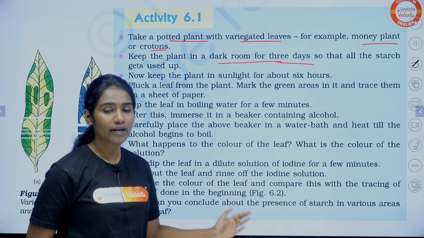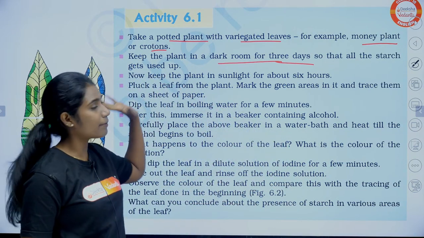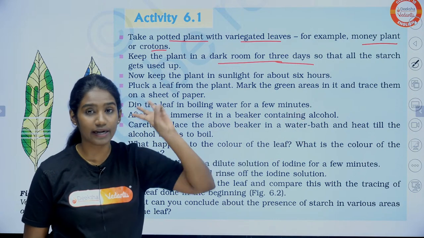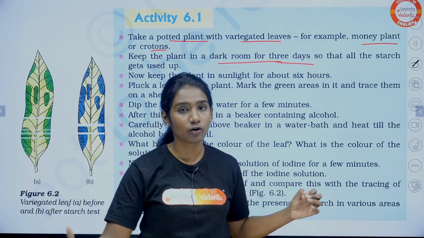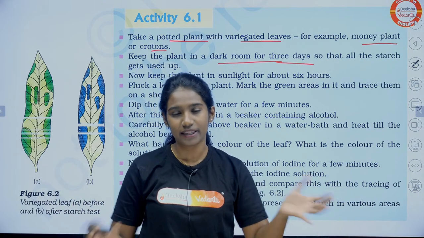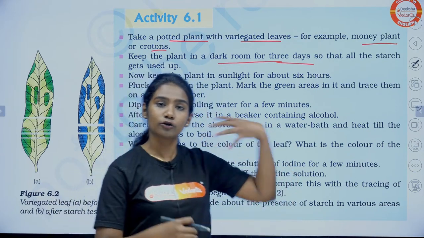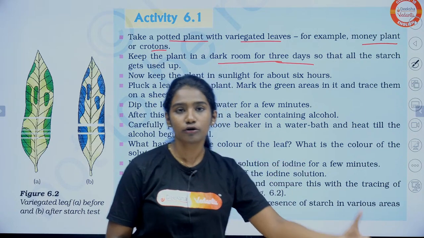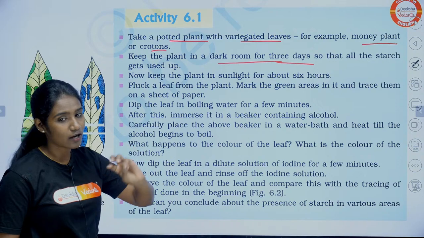So now what are they planning to do? They want to stop that photosynthesis. So what are they doing? They are keeping that plant in a dark room for 3 days, so that in case the plant would have prepared an excess amount of glucose, then that glucose will be stored in the form of starch, right? That is the extra amount of glucose. So we want that stored amount of energy also to be utilized by the plant. Okay, that's why we are keeping the plant in a dark room for 3 days.